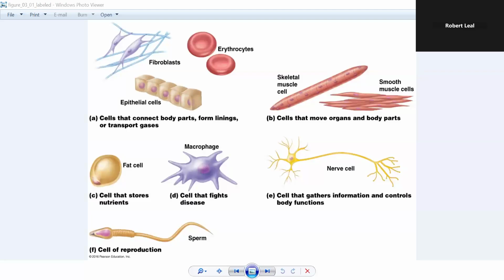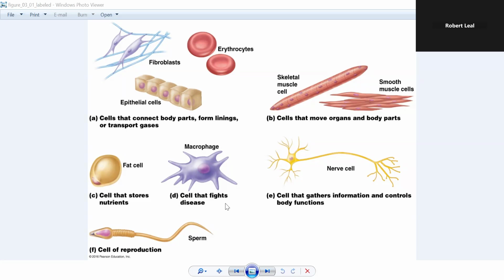Okay, this is chapter 3. We're looking at cells. You notice not every cell is going to look the same in the body. Most of them are going to have a nucleus within the center, most often. And in the nucleus is going to be DNA, which is instructions for making every protein in the body.